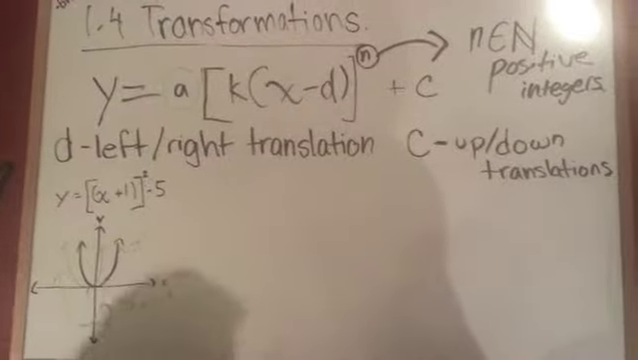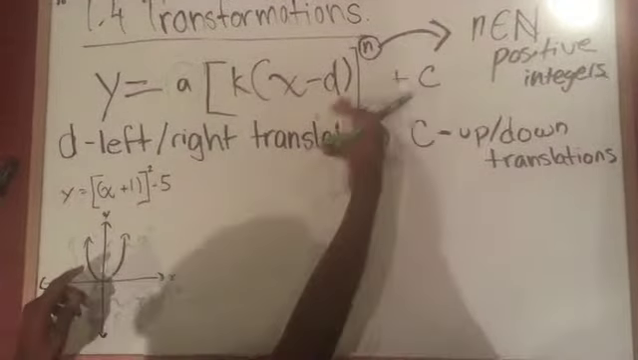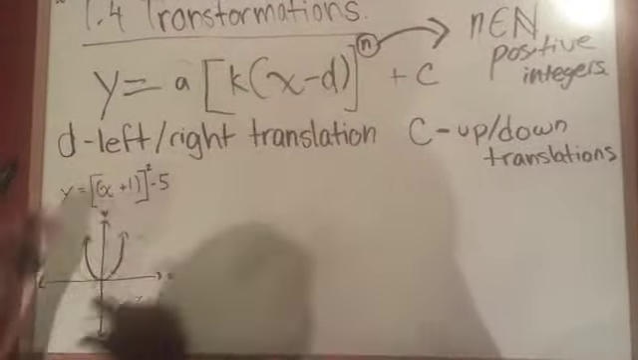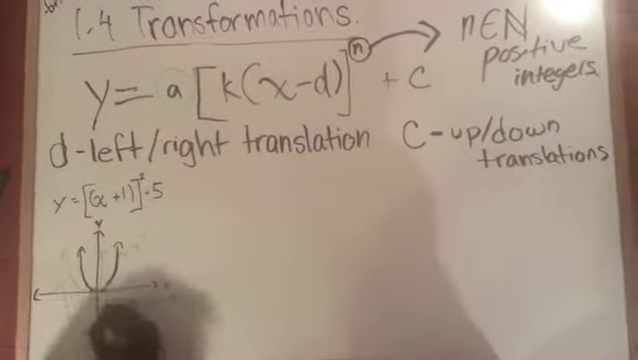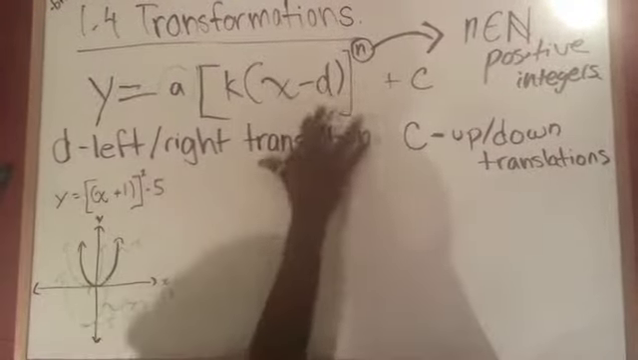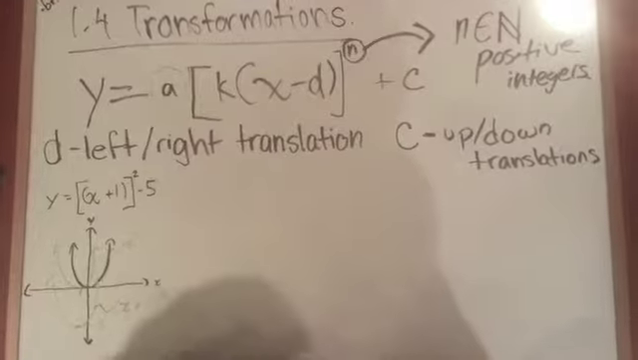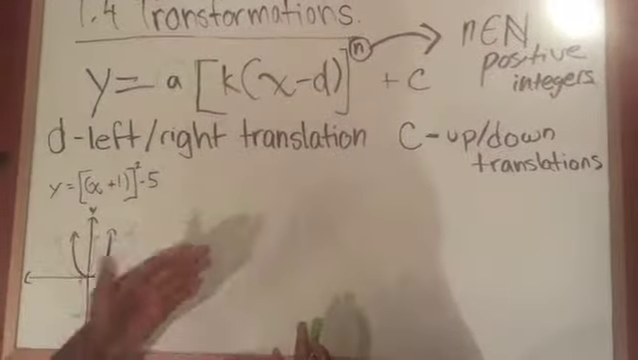So here's the interesting thing. Each point is being moved by the values 1 and 5, d and c. So our vertex is actually being moved around. This equation is commonly used for vertices as well, and therefore it is called vertex form.